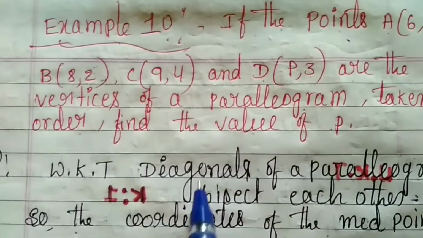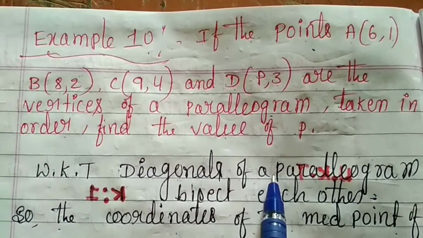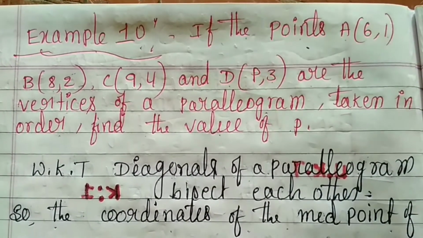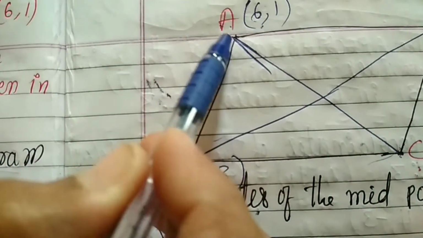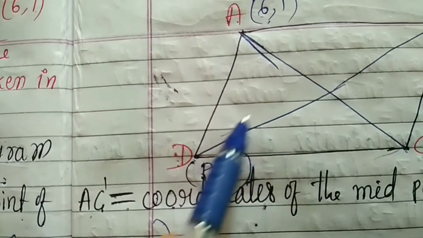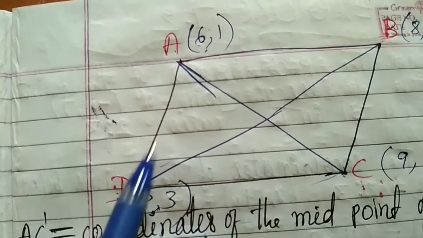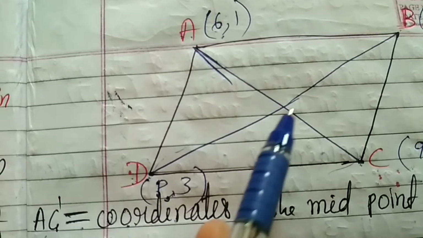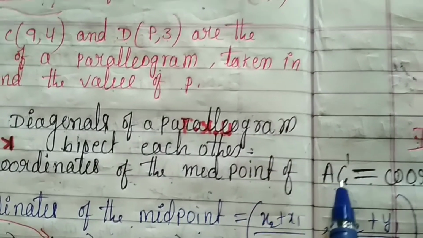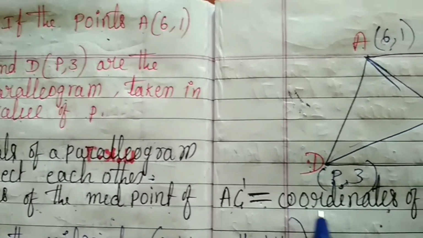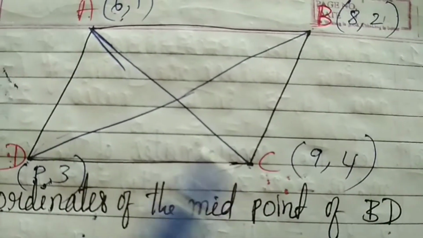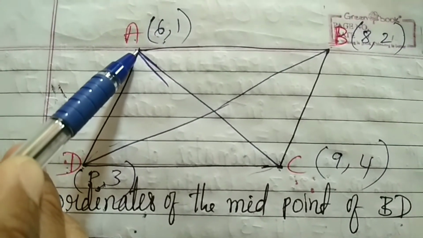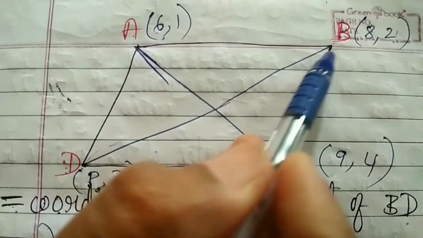We know that diagonals of a parallelogram bisect each other. Look at this figure. The diagonals AC and BD. Diagonals of a parallelogram bisect each other. So, the coordinates of the midpoint of AC is equal to the coordinates of the midpoint of BD. Look, children, the coordinates of the midpoint of AC is equal to that of BD.